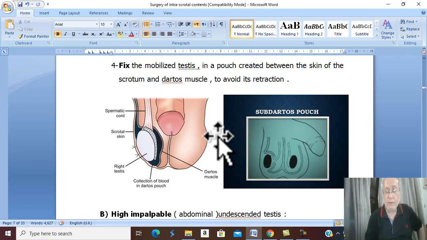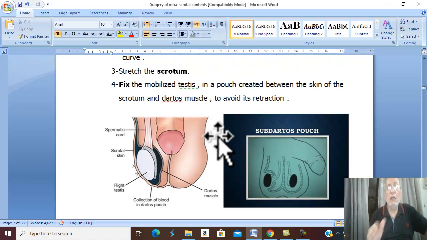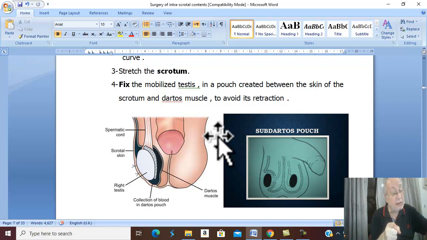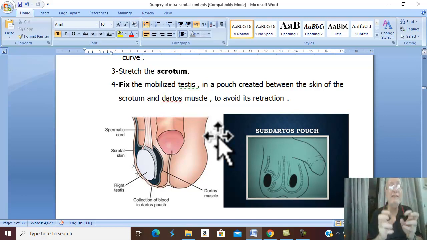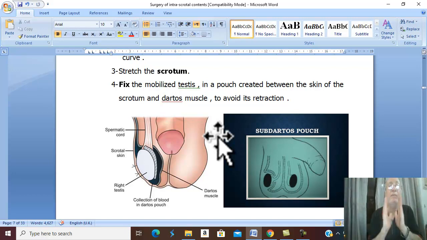Through inguinal incision, herniotomy is done. We said before, undescended testis is associated with oblique inguinal hernia, congenital oblique inguinal hernia in 80% of cases. Therefore, if there is hernia, herniotomy should be done, followed by mobilization of the testis and the elongation of the spermatic cord.